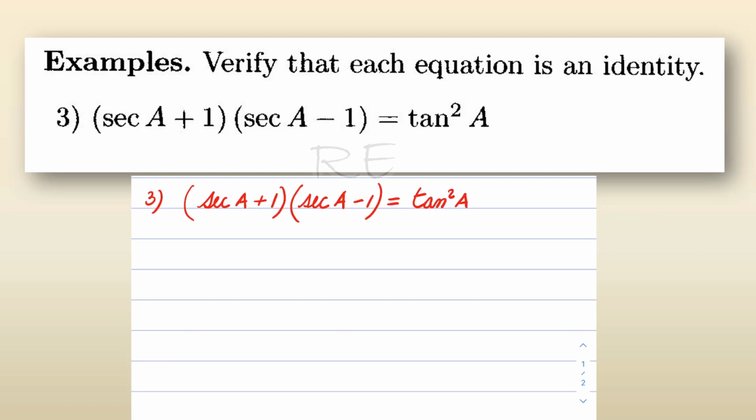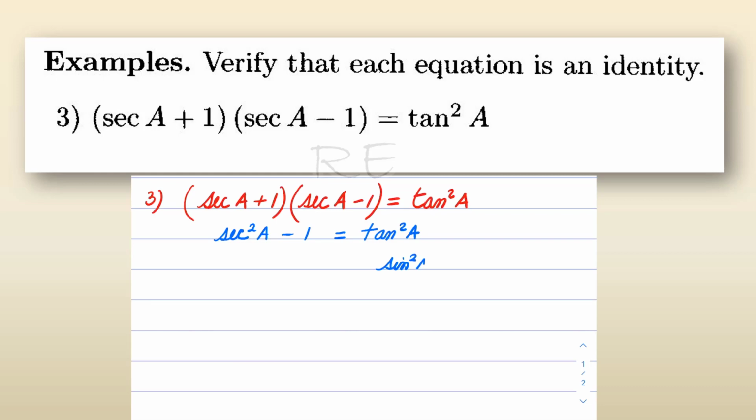Secant A plus 1 times secant A minus 1 is equal to tangent squared A. Secant A plus 1 times secant A minus 1 will give me a difference of 2 perfect squares: secant squared A minus 1 squared, which is 1. Now it's equal to tan squared A.